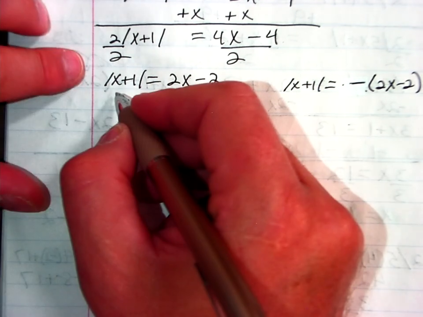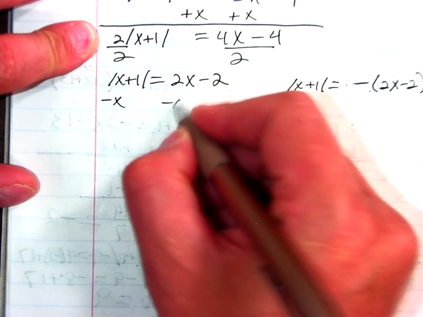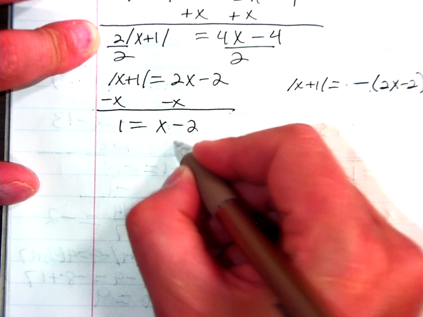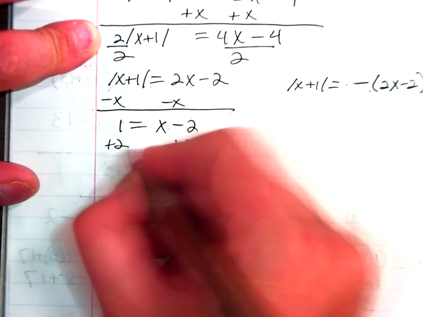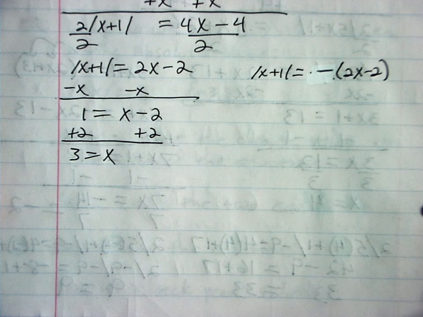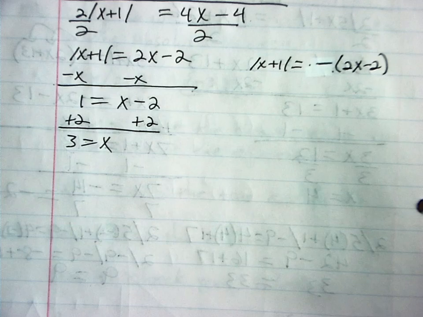I would move the 1x to the other side. So minus x, 1 equals x minus 2, plus 2, 3 equals x, which I heard someone say they got 3, so good job, that is correct. But we need to check and make sure it works, so we're not there yet.